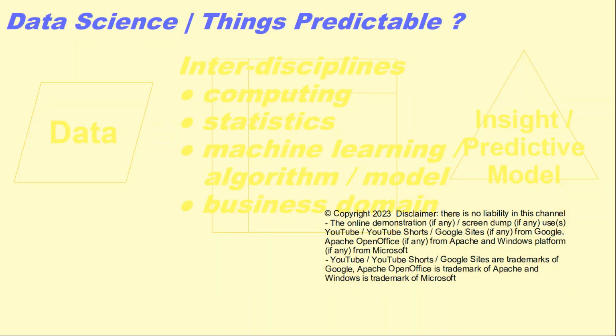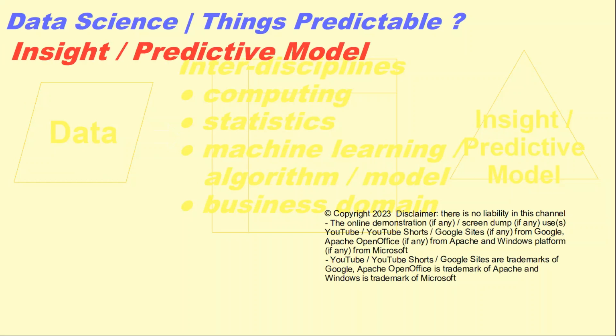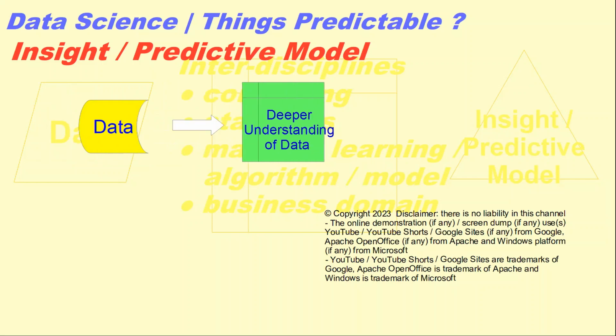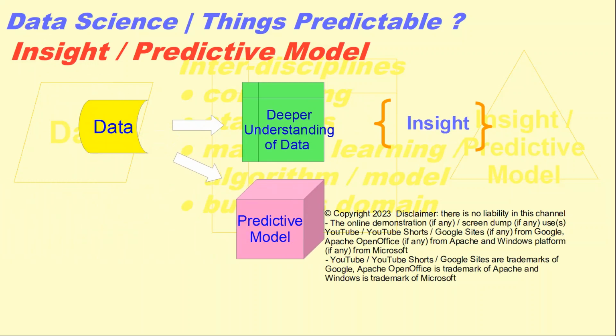The output of data science is insight or predictive model. Deeper understanding of data can be formulated from data and it can be called as an insight. Predictive model can be formulated from data. Different data case can then be fed into the predictive model to make the prediction.